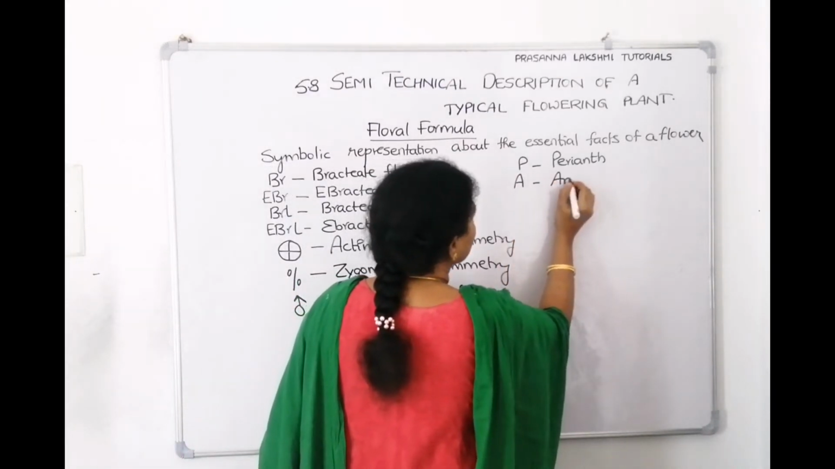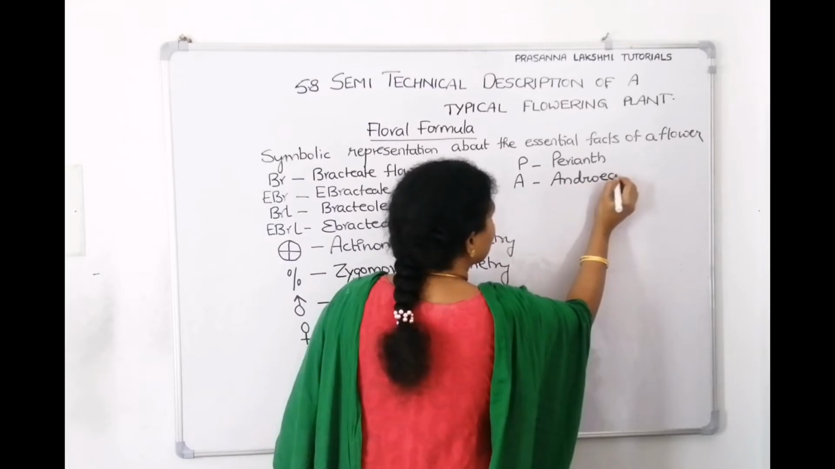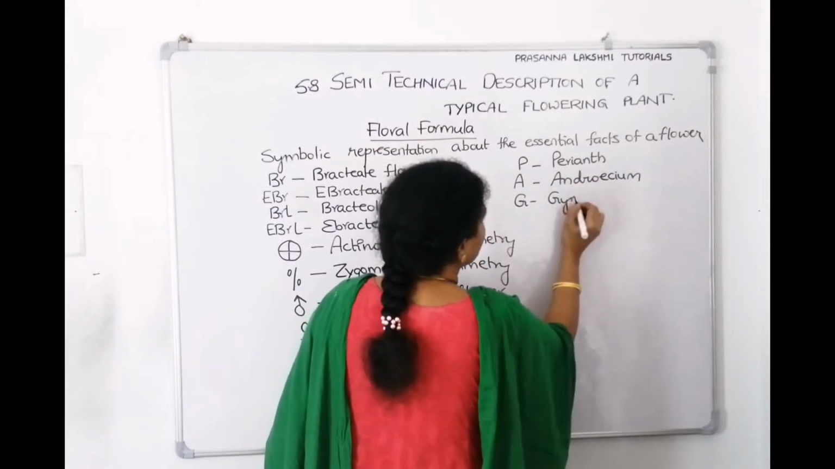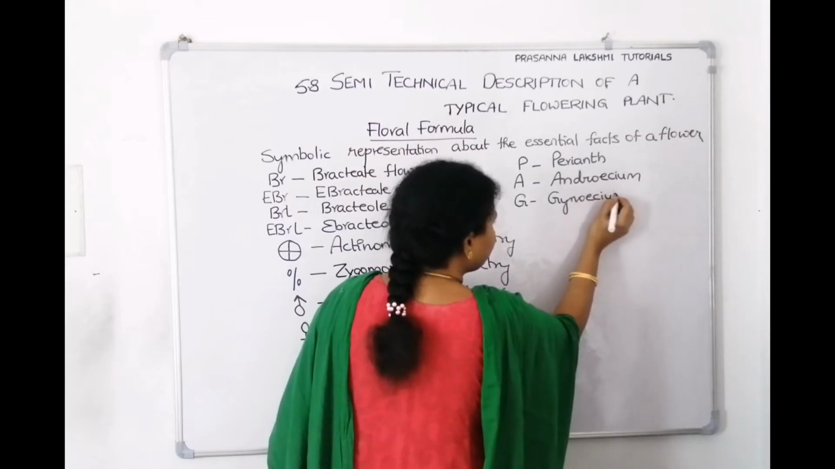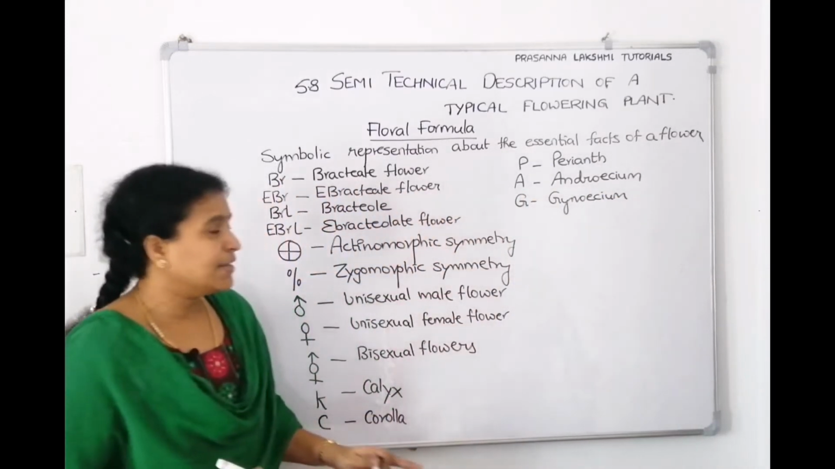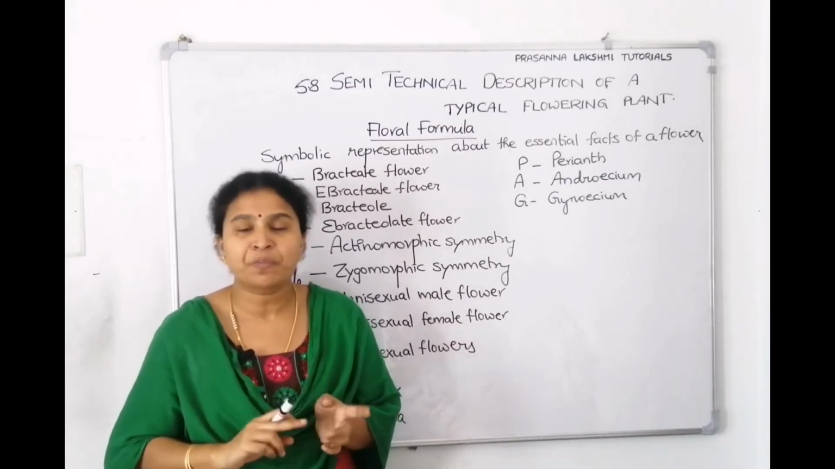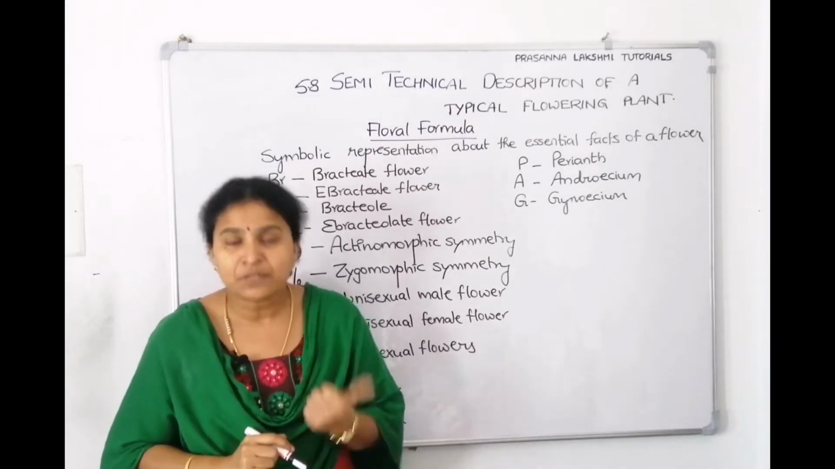A represents androecium. Similarly, G represents gynoecium. Now, superior ovary is there, inferior ovary is there, and half superior, half inferior is there. What symbols are we going to use?